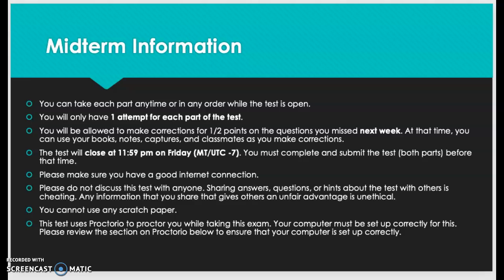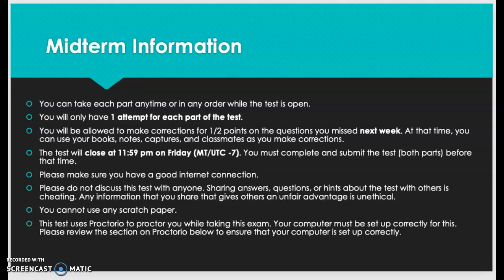You will be allowed to make corrections through a second attempt, the beginning of week 10, for half credit. At that time, you can use all of the resources that you want besides the classmate working right there with you. You can talk to them and study, but it should be your own answers. And you'll be able to make corrections then. And then, like I said, the test will close at 11:59 p.m. on the following Friday of week 9. You must complete and submit both tests before that time. There are no extensions allowed.